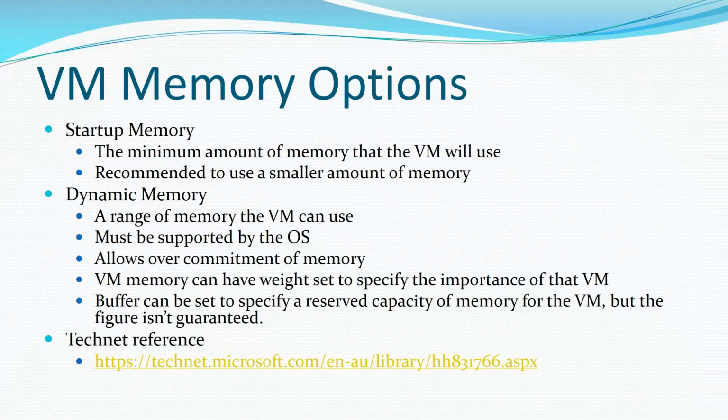Your dynamic memory is a range. So you might set a minimum of 64 megabytes. You can go really small if you want to. And a maximum of 64 terabytes if you feel like it. It needs to be supported by the guest OS. If the guest operating system doesn't detect those changes, you're going to have a bit of a bad time. So you need to make sure that the operating systems you're doing it on will support this fluctuation in memory. As it asks for more memory, it can be provided more memory.